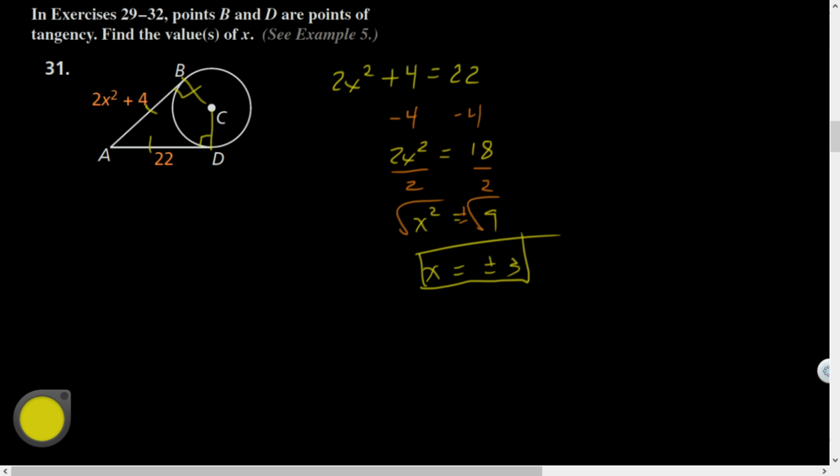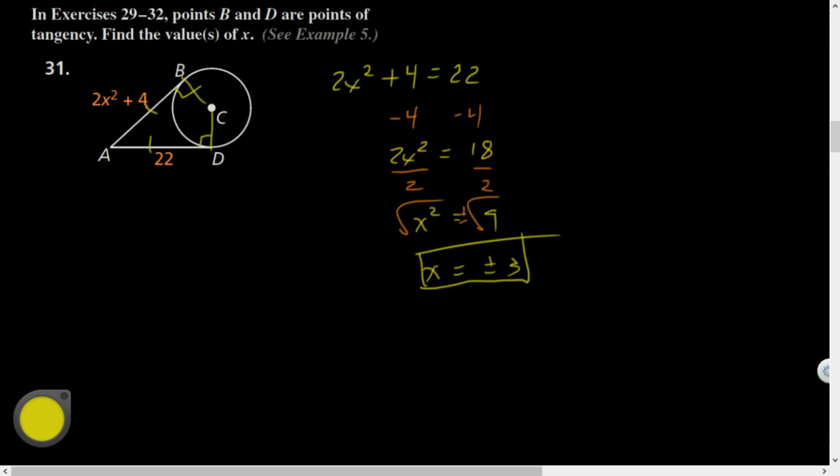Let's see, was your book cool enough to know that? What question number was this? 31? How am I at 31 already? They said plus or minus 3. Good for them. Wow. Well, what do you know?